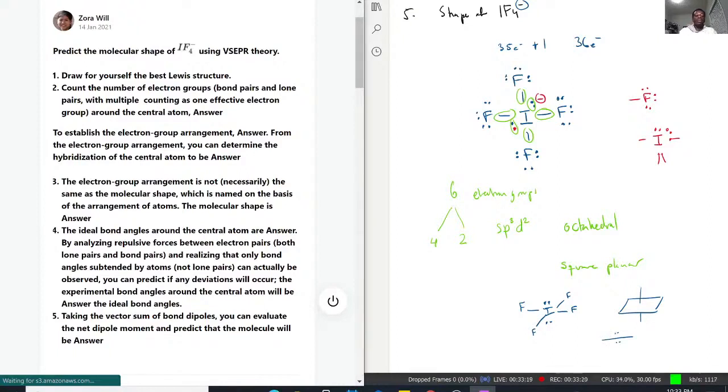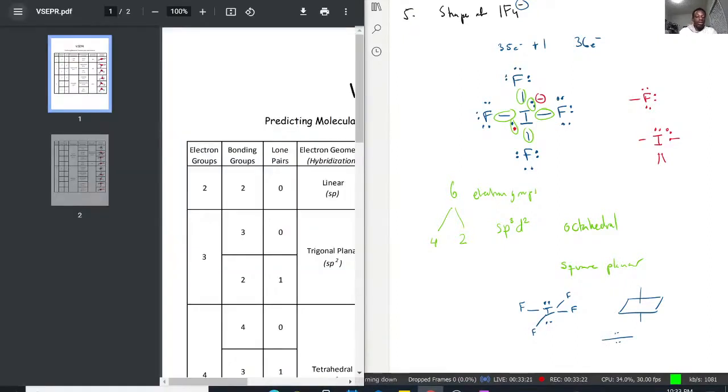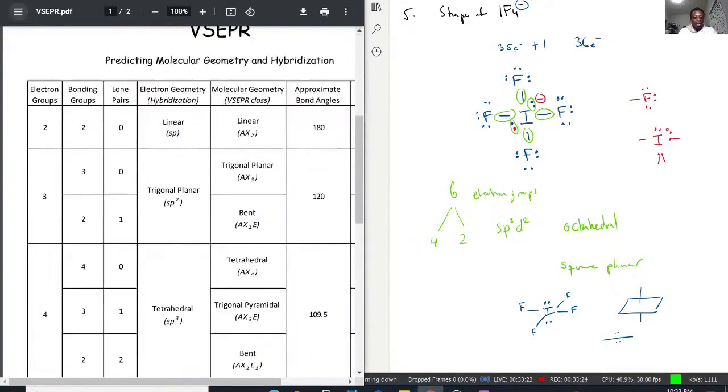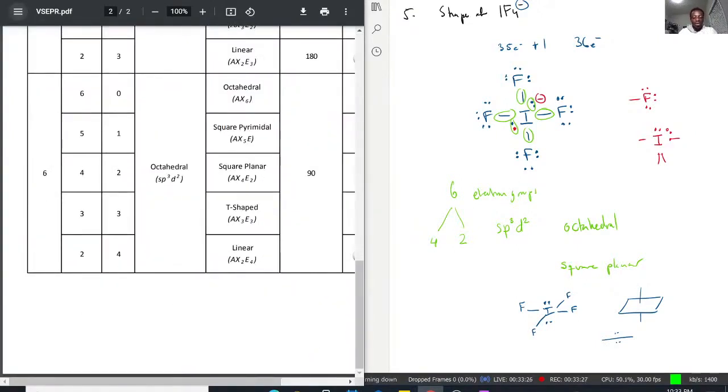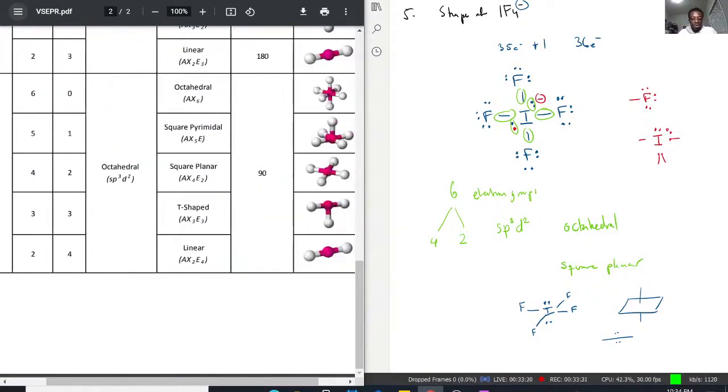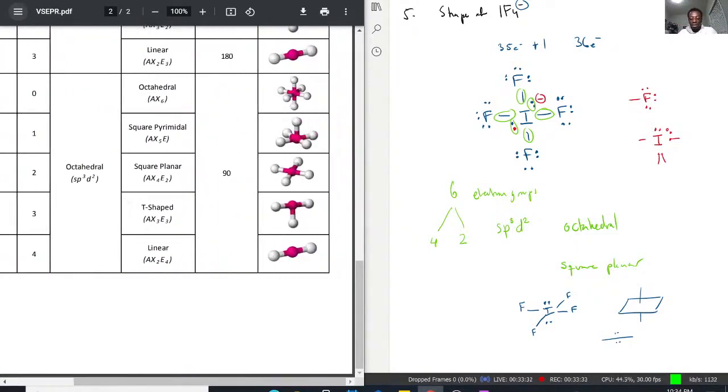You can actually refer to our VSEPR sheet here. As you can see, for 6, it's known as octahedral, sp3d2, perfect. And we have 4 and 2, square planar, and that's what we're dealing with here.